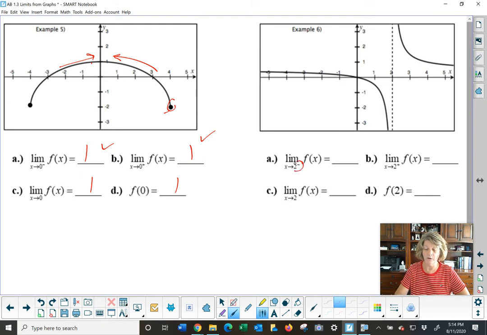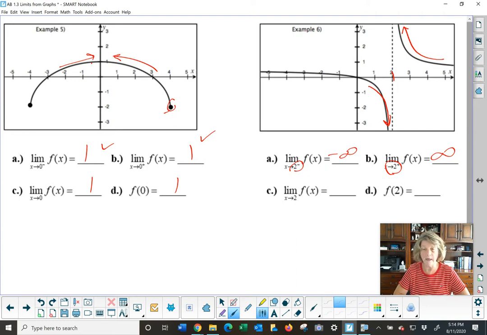As we approach 2 from the left side, so get your marker out. We're approaching 2 from the left side. Here is x being 2. It looks like it's a vertical asymptote. And it's headed downwards. It's headed to -infinity. From the right side of 2, okay, follow. I'm coming into 2 from the right-hand side. It's going sky high. It's going to +infinity.